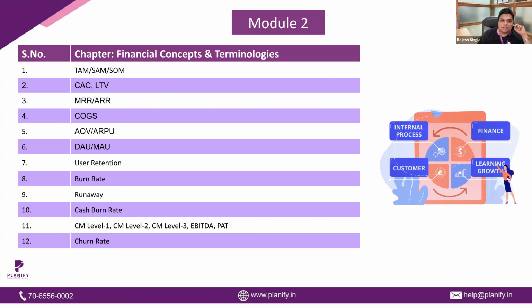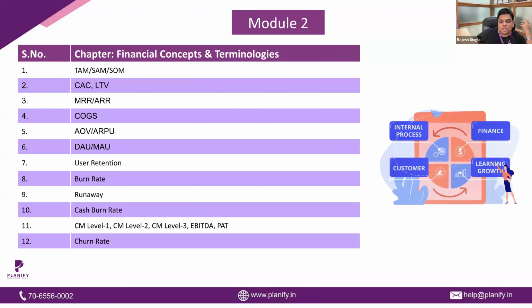Similarly, MRR, monthly run rate, and annual run rate, is another thing we need to understand about a business, especially if it is small in nature, to understand what kind of cash flows they are able to generate every month and every year. Then COGS, cost of goods sold: what is the total cost of goods once they are selling it, and what is the money they are able to generate. Then AOV is average order value, and ARPU is average revenue per user. So what is the average order value?